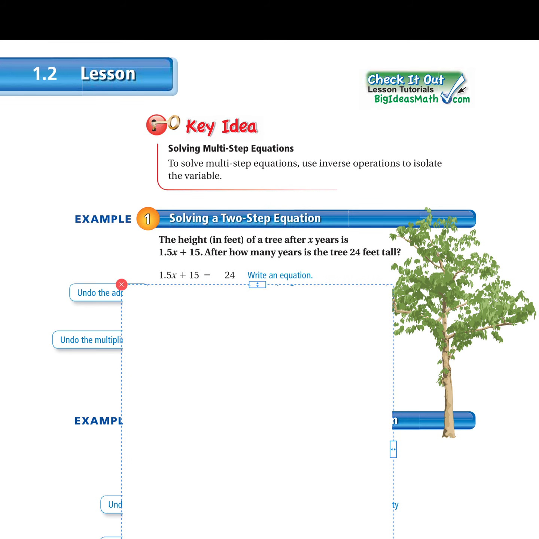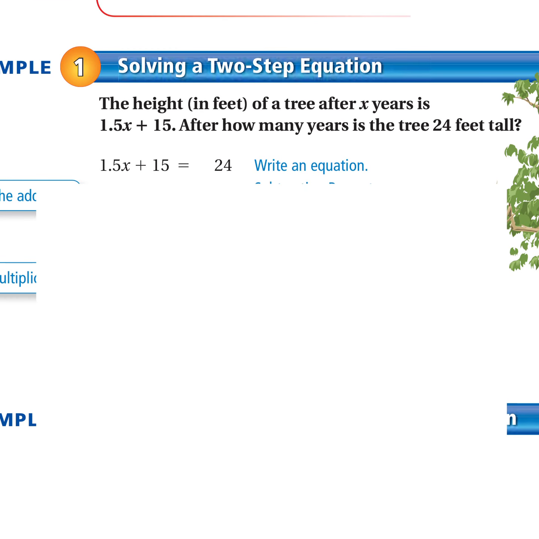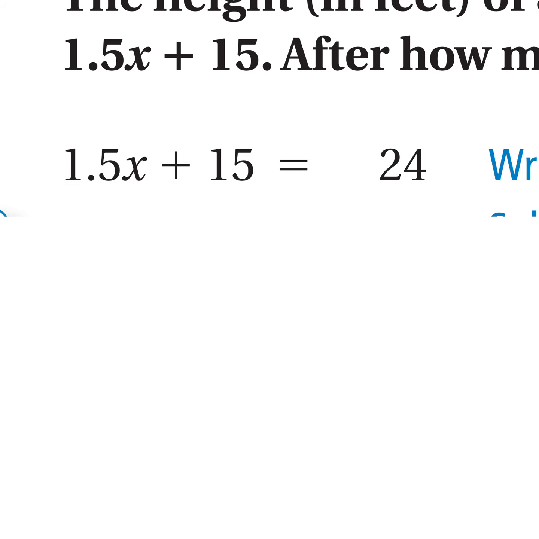So I'm going to go ahead and do example 1. I'm on page 12 in the book. Now, the best way I can describe this is we're still trying to get x by itself. But to do that, we have a few things we have to do first. And I love how I was given this description: you do the opposite of order of operations.